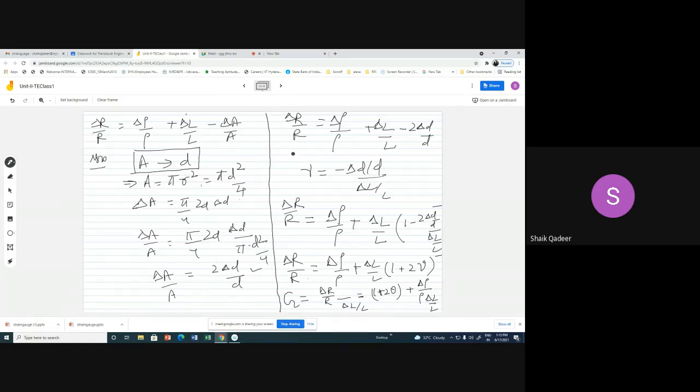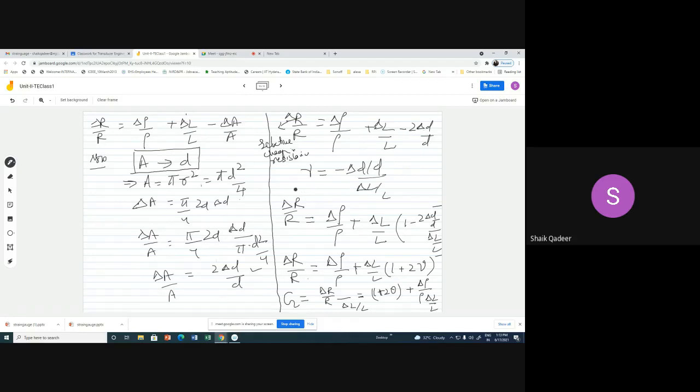What is this term called? Relative change in resistance. It gives three parts as an algebraic sum: one is delta rho by rho, another delta L by L, then another minus 2 delta D by D.